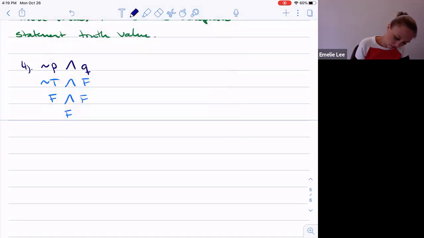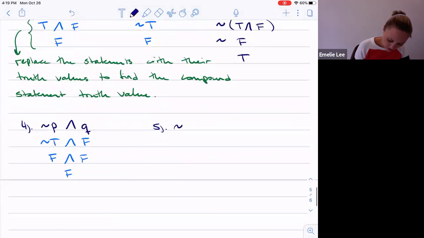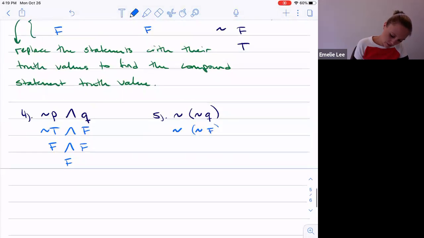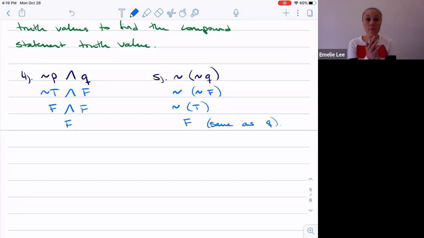And then for that fifth one, which was not not Q, we have to be careful here. We know it should be Q, whatever Q is, that's what we should end up at. But let's just make sure. Not not false. Not true, which is false. Same as Q, which is what we needed it to be. Okay.